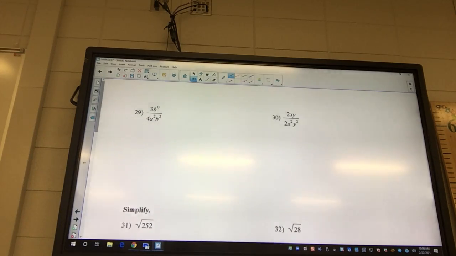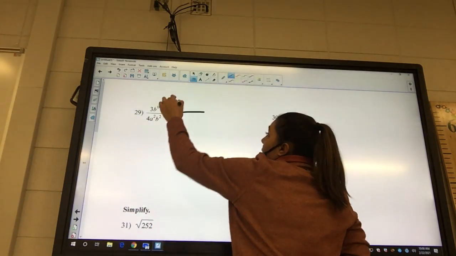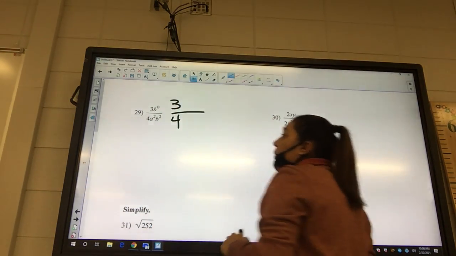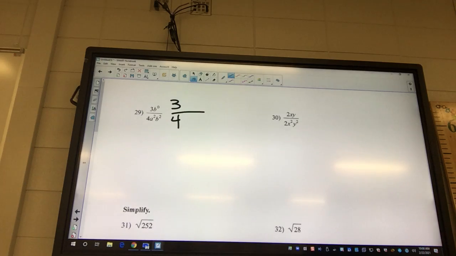What type of problem is this? Division. Okay, so draw your bar and you keep all the bigs where they're at. So we got a 3 and a 4. Okay, and now we're ready to do the subtraction.